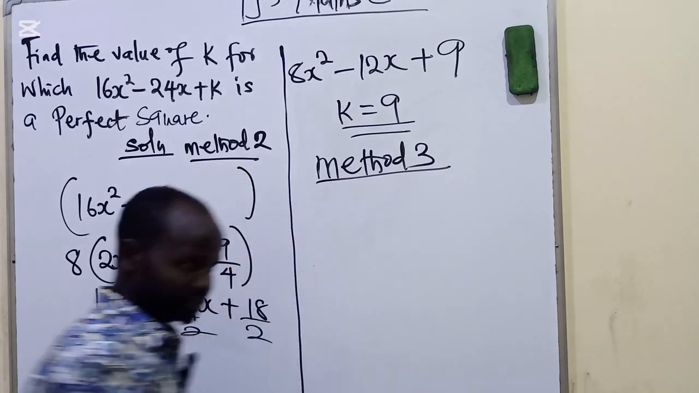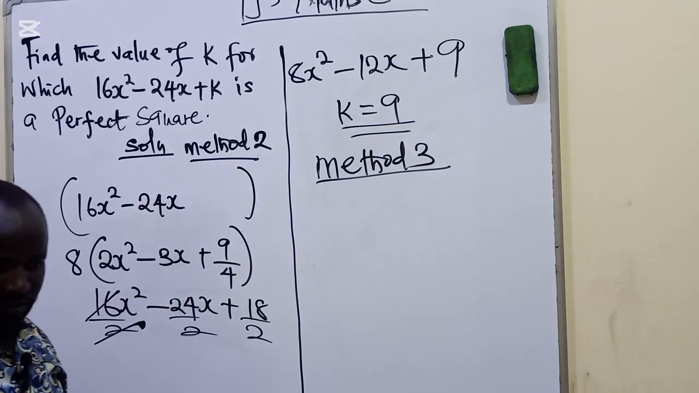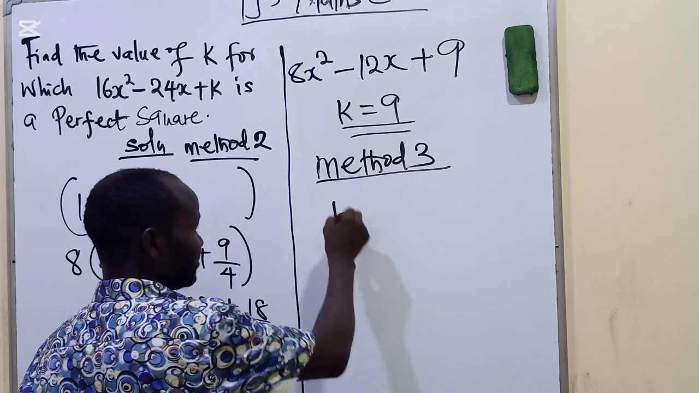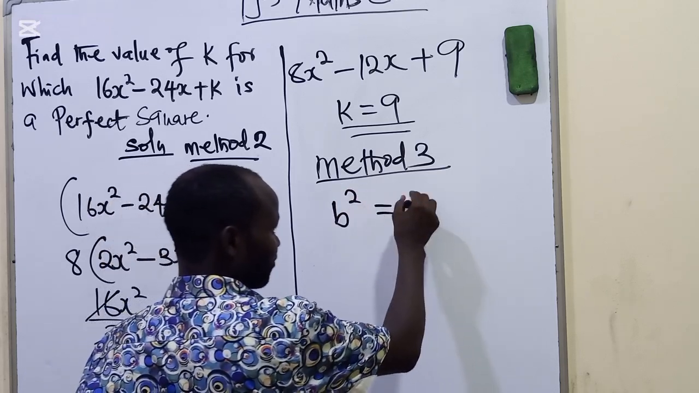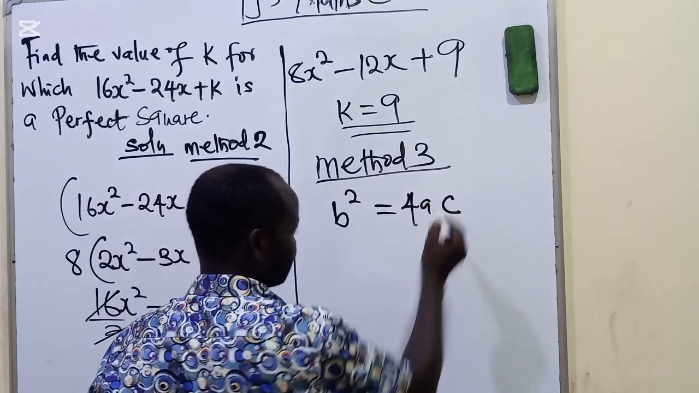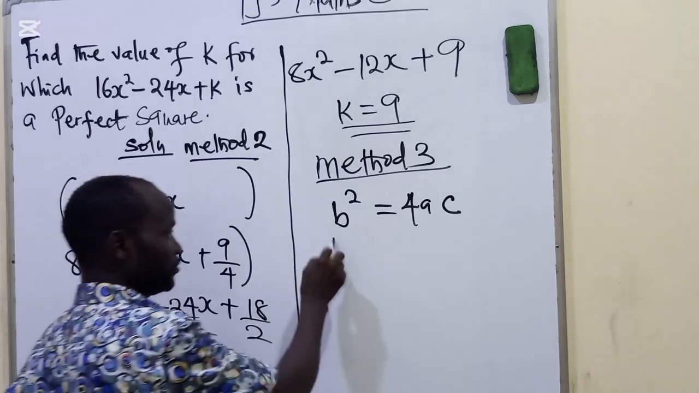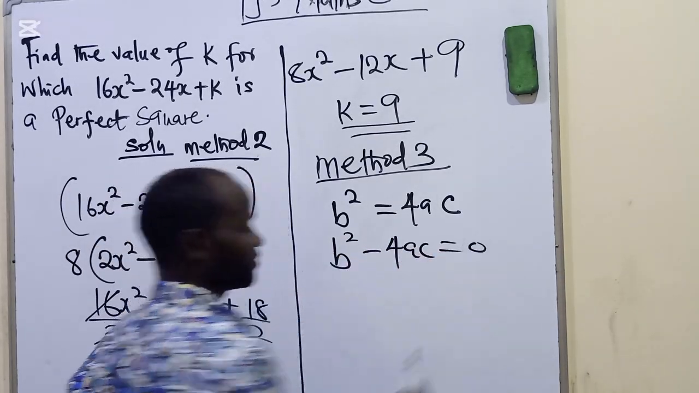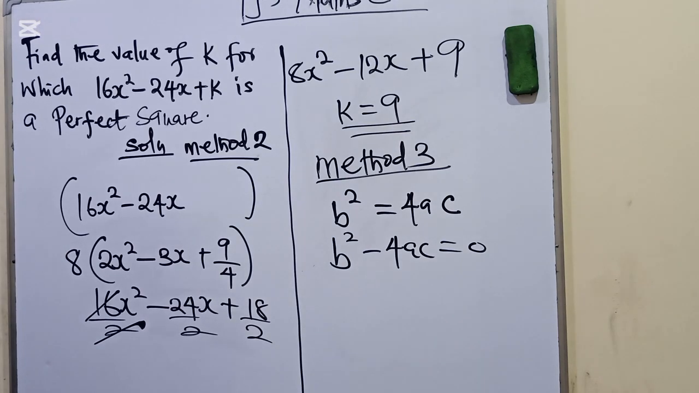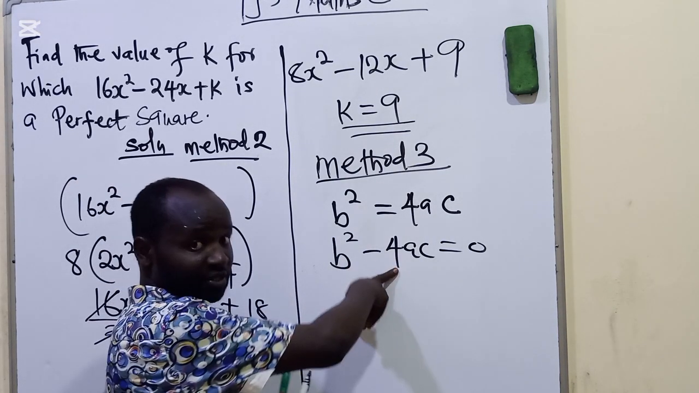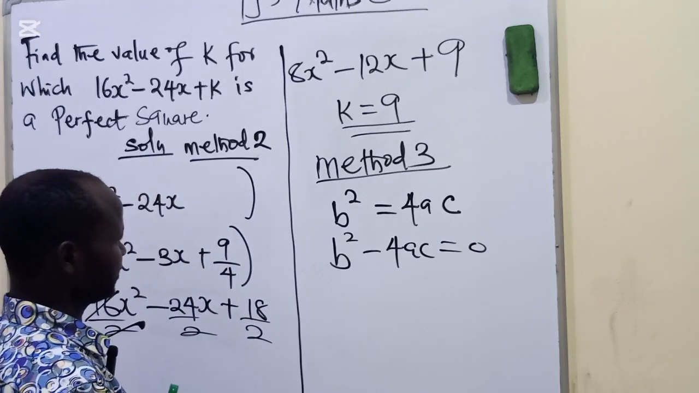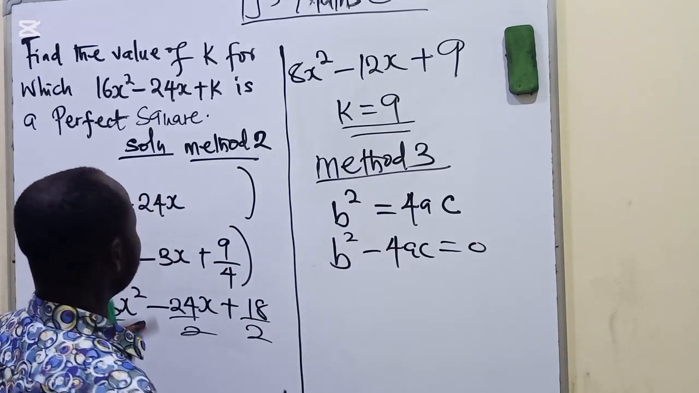Any perfect quadratic expression, it means the discriminant, which is given as b squared minus 4ac, must be equals to 0. It means b squared minus 4ac is equals to 0 for every perfect quadratic expression. It means b squared minus 4ac, this is the discriminant now. The discriminant must be equals to 0. Very important. So let's relate this.